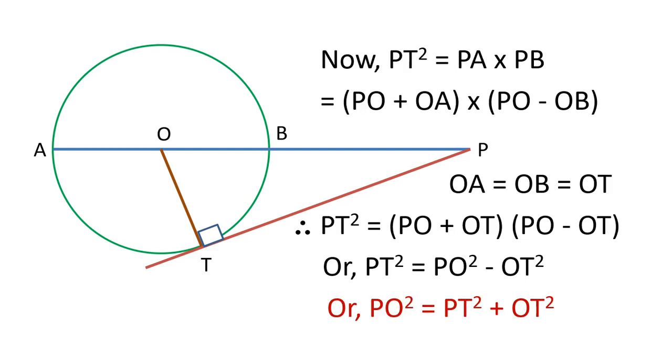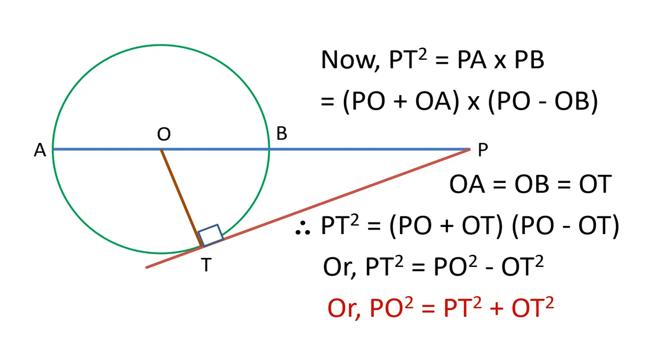Now, as per the formula which we shared with you in the beginning, PT square, which is tangent, is equal to PA into PB. So this is nothing but the same formula which we shared with you. Now PA can be written as PO plus OA and PB can be written as PO minus OB. Again, OA is equal to OB is equal to OT is equal to radius. Now replacing OA and OB with OT, we get PT square is equal to PO plus OT into PO minus OT.